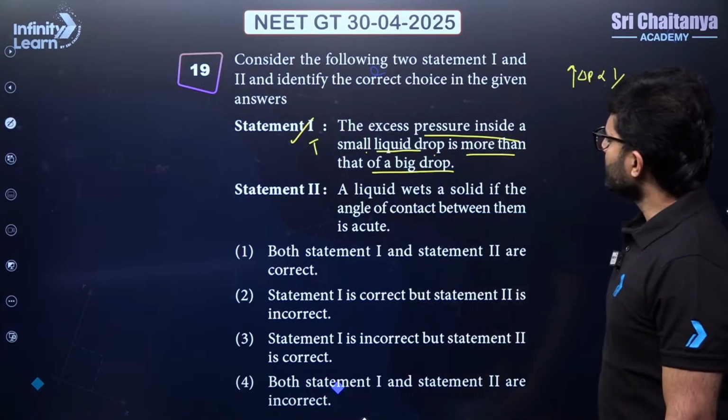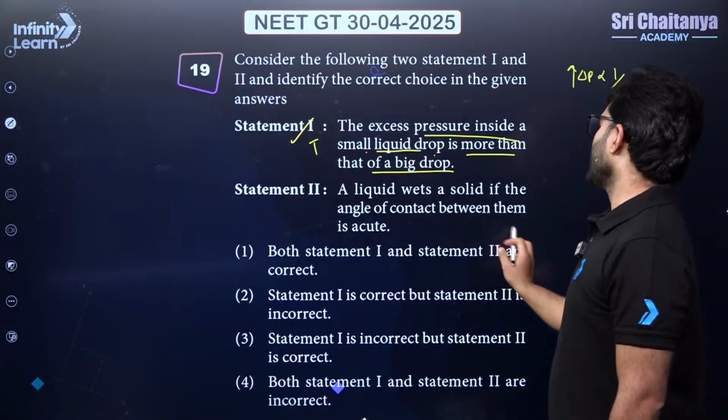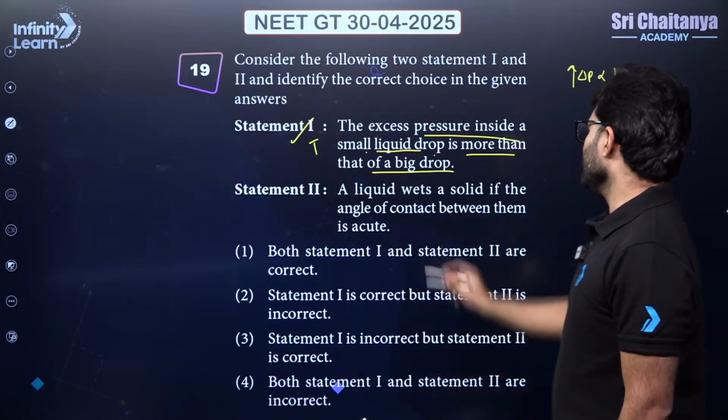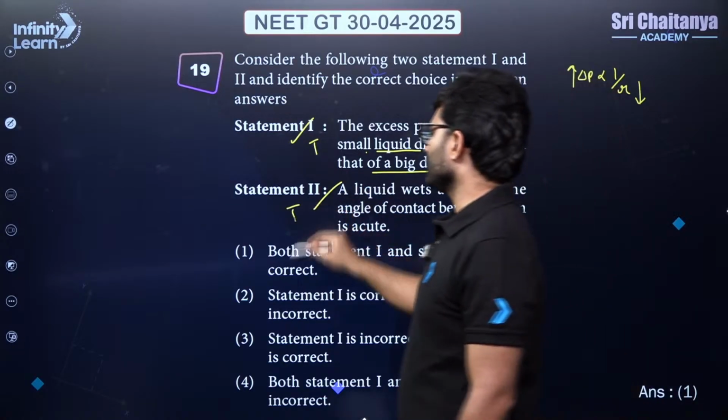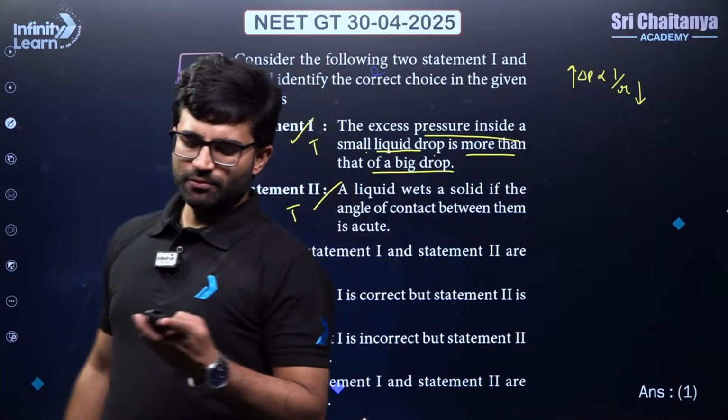What is the second statement saying? A liquid wets a solid if the angle of contact between them is acute. That is again correct. So that is a fairly simple question. Let's move on to the next question.